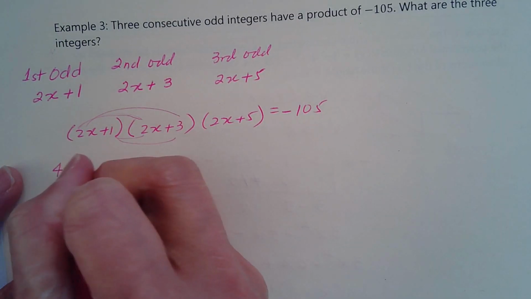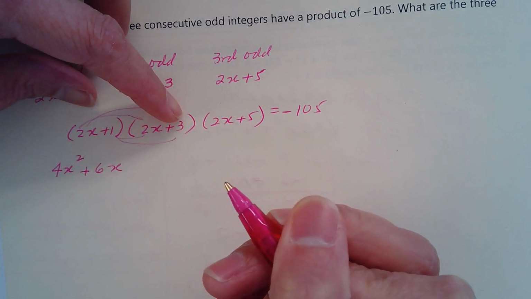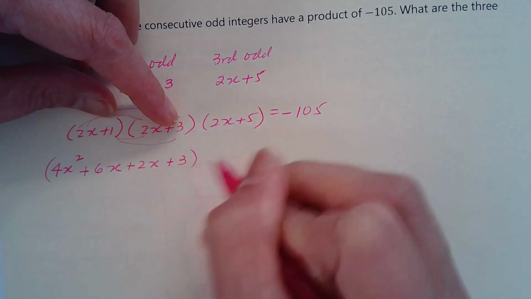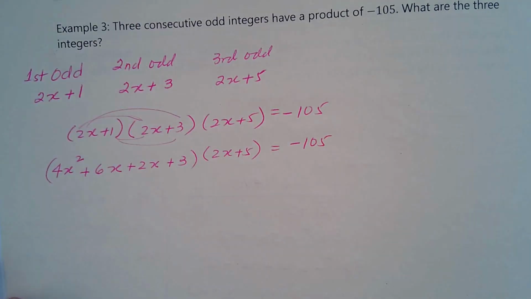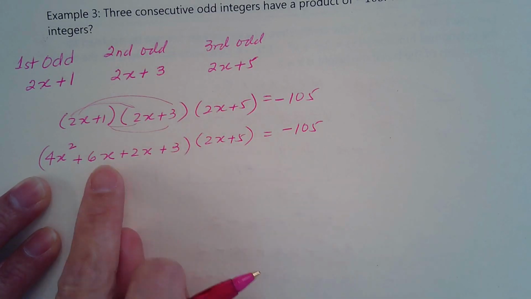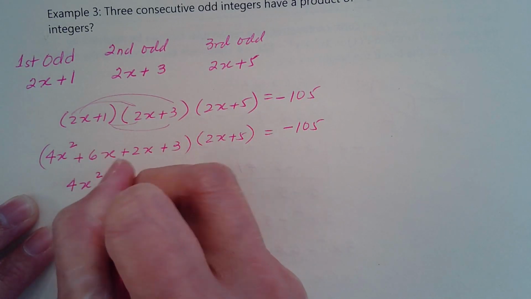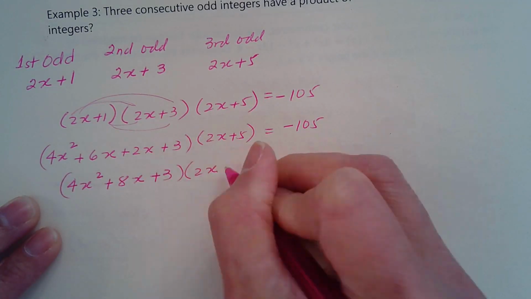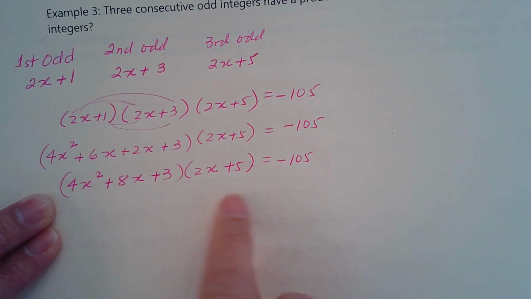That gives us 4x squared plus 6x plus 2x plus 3 times 2x plus 5 equals negative 105. Now I'm going to expand this again, multiplying it with that. But before I do that, I'm going to simplify this one, which makes it a lot easier. So 4x squared plus 8x plus 3 times 2x plus 5 equals negative 105. Now I'm going to expand this all over again.